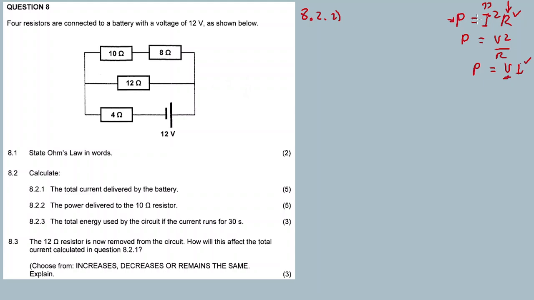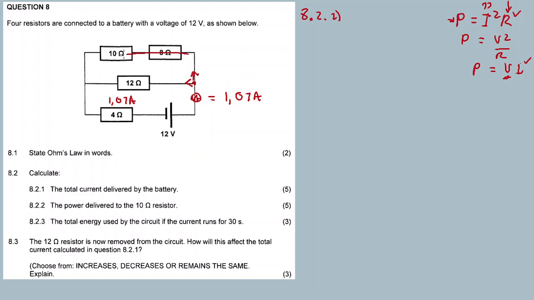If I can find the potential difference across this parallel connection, I can find the current flowing. Let me explain. In the previous question we calculated the total current delivered by the battery, which is the current for the whole circuit. That is 1.07 amperes, and this current flows through this 4 ohm. But at the parallel connection the current divides. That's why I said a parallel connection is a current divider.